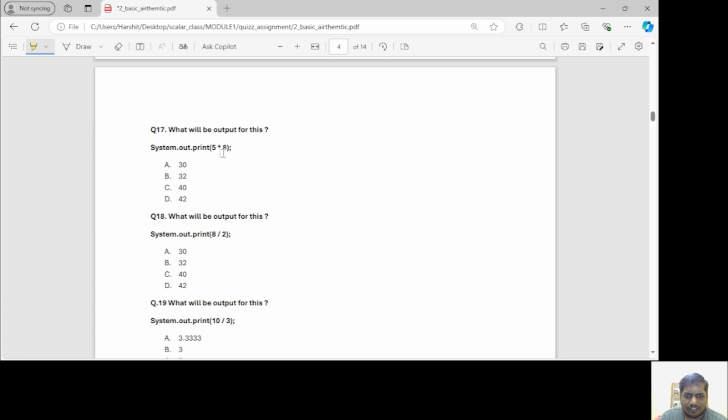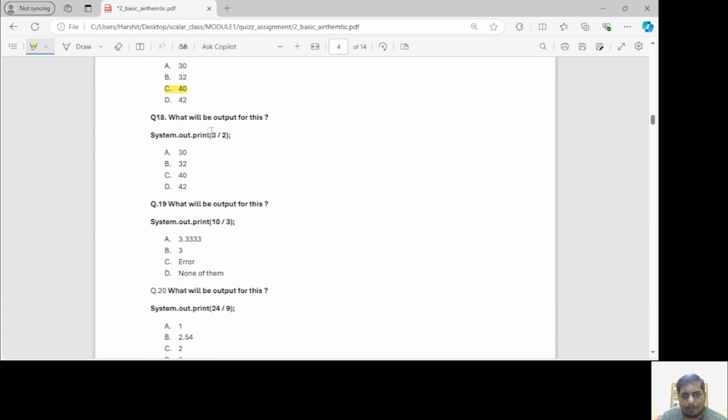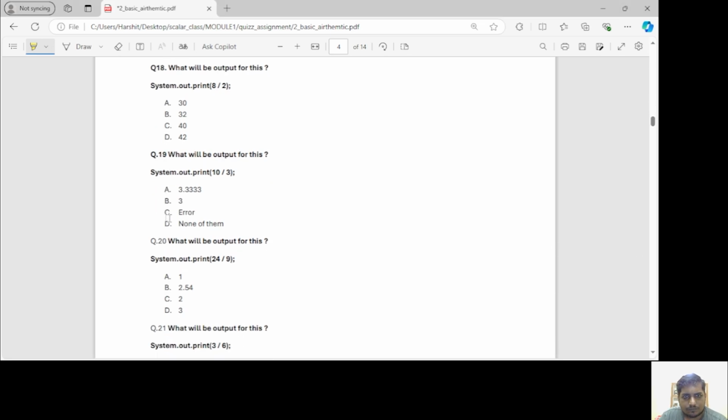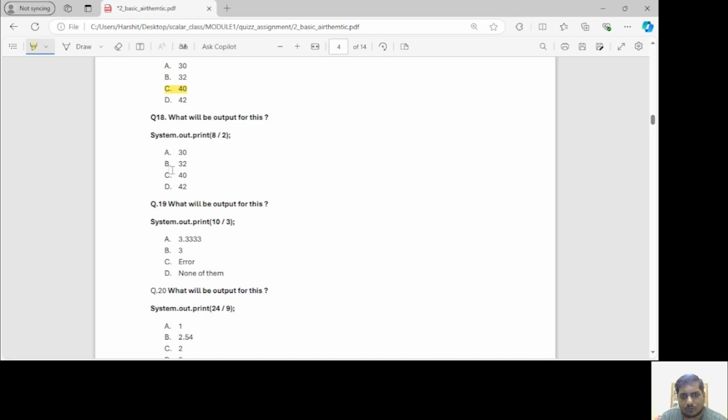5 multiplied by 8, 40. Simple multiplication. In division rule we have learned the division. Okay, 8 divided by 2 means 4. Here the answer is 4 for this question.